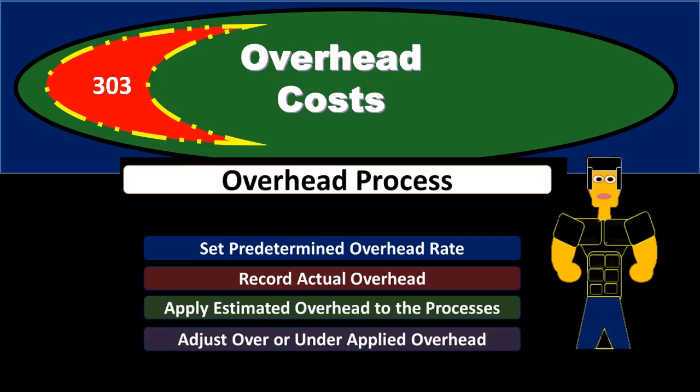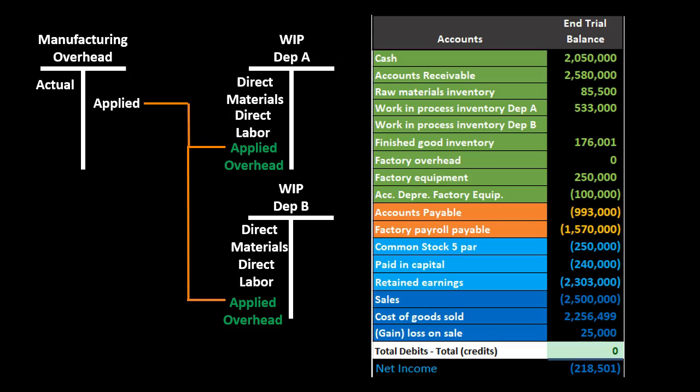In this presentation, we will take a look at overhead costs. In a prior presentation, we looked at the cost flow of inventory, starting with the raw materials as it flows through to finished goods and is finally sold and recorded as an expense in the format of cost of goods sold.